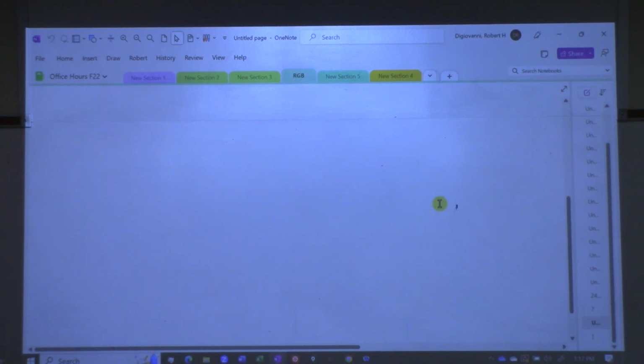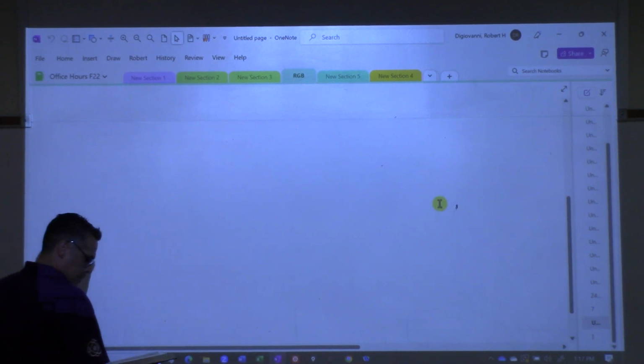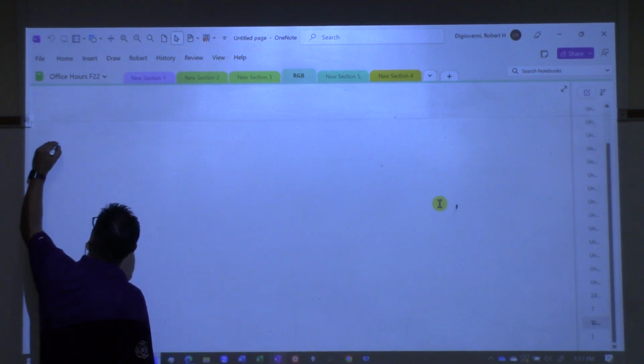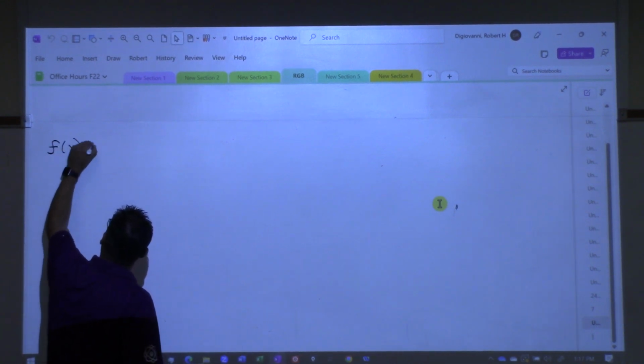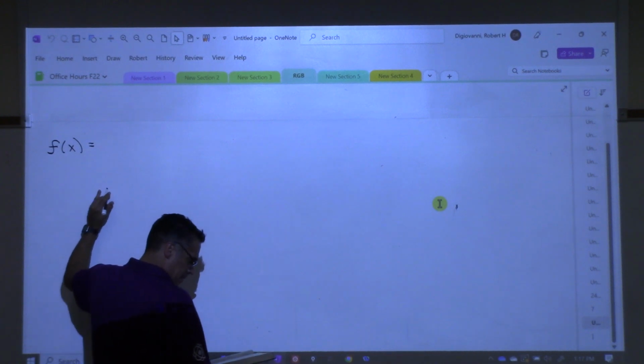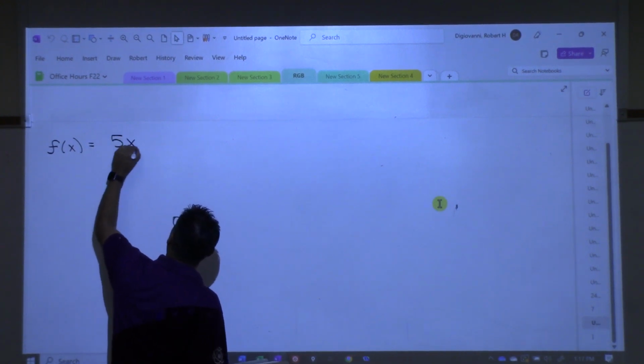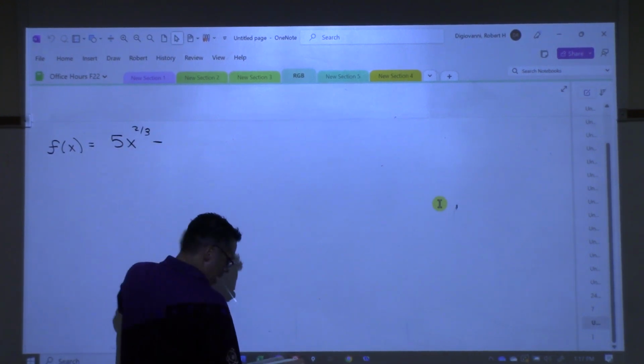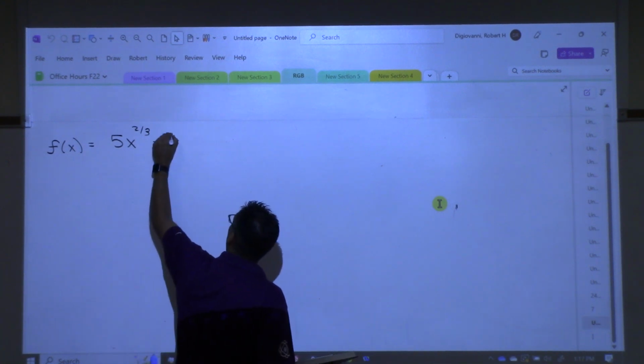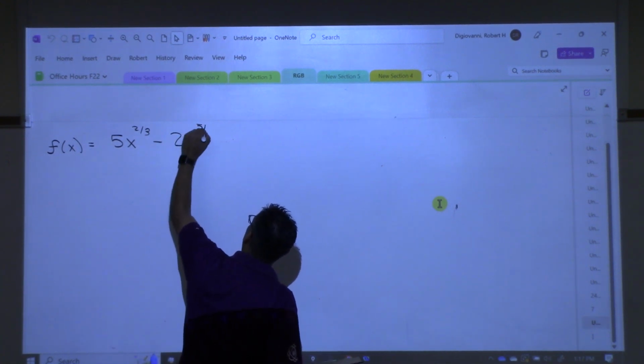So here's a function, f of x equals 5x to the 2/3 minus 2x to the 5/3.